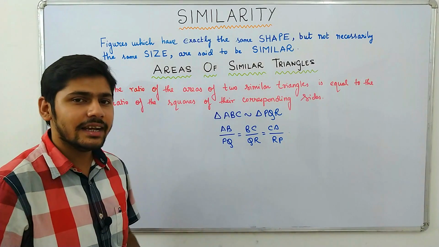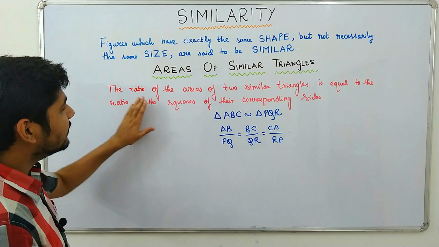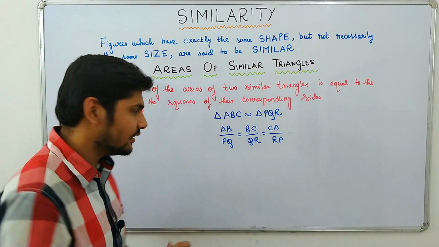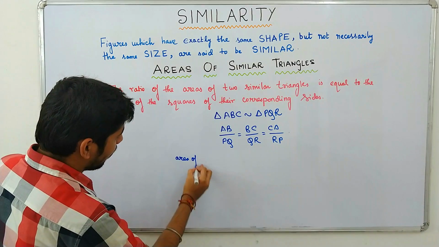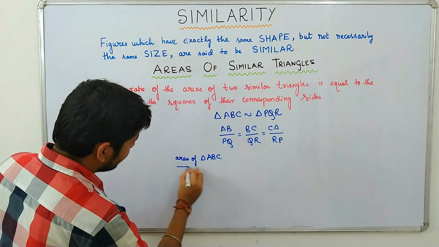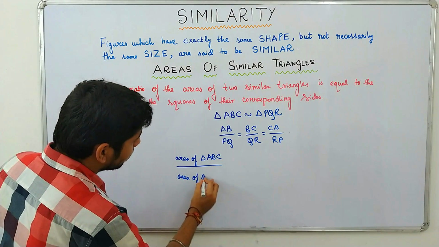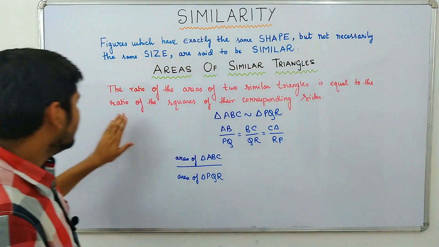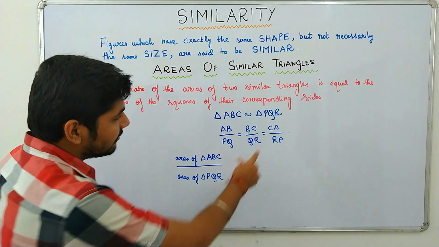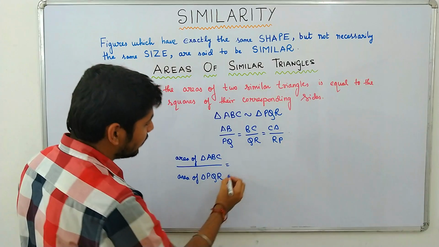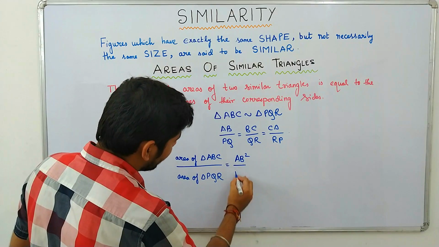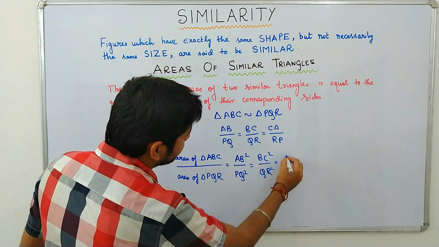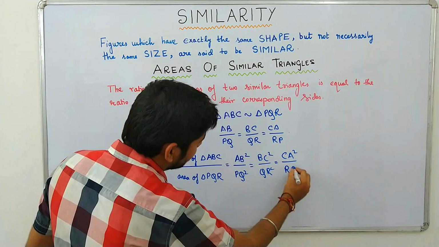Okay. Now let's check this statement out once more. The ratio of the areas of two similar triangles. We have two similar triangles. Let's take the ratio of their areas. That means area of triangle ABC by area of triangle PQR. Okay. Now this is equal to the ratio of the squares of their corresponding sides. We have the corresponding sides, that means this will be equal to AB square divided by PQ square equal to BC square by QR square is equal to CA square by RP square.